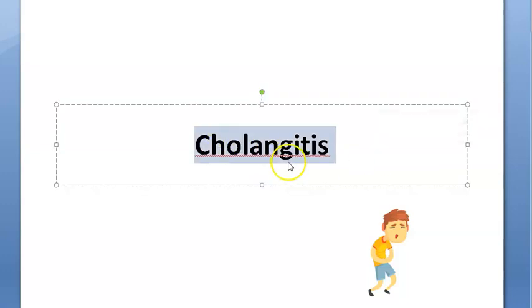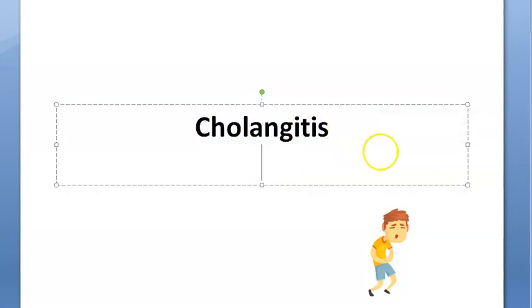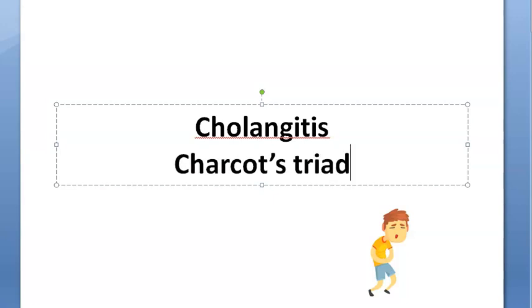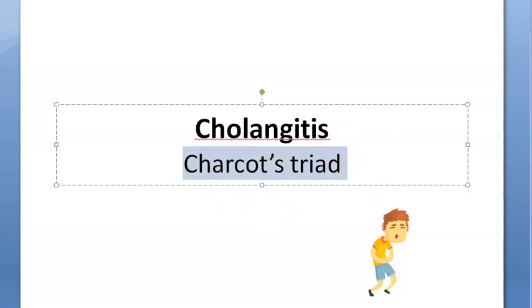Hello people, in this video let us look at cholangitis. In this we'll also be looking at a terminology called Charcot's triad, which they will ask in the exam. Charcot's triad, they'll ask in the exam. So remember, it comes in cholangitis.